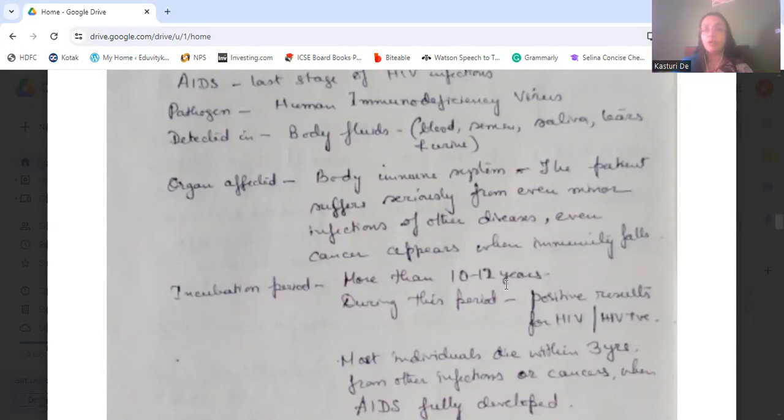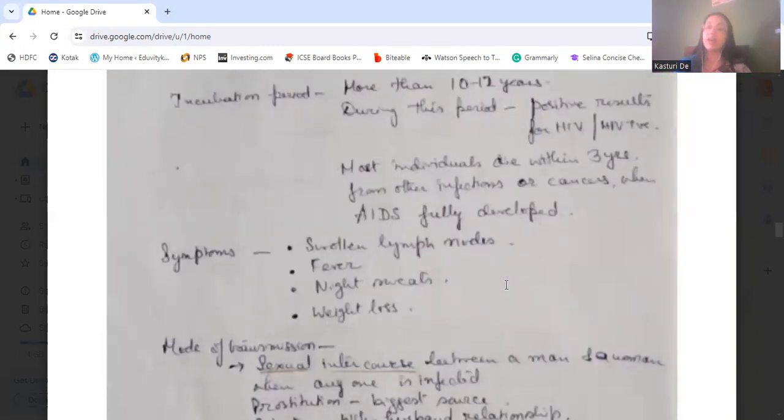Most individuals die within 3 years after this disease has been diagnosed, from other infections and even cancers. In AIDS, when fully developed, a person can get cancer also because his immunity is totally destroyed. Then the symptoms are swollen lymph nodes, fever, night sweats, and weight loss.